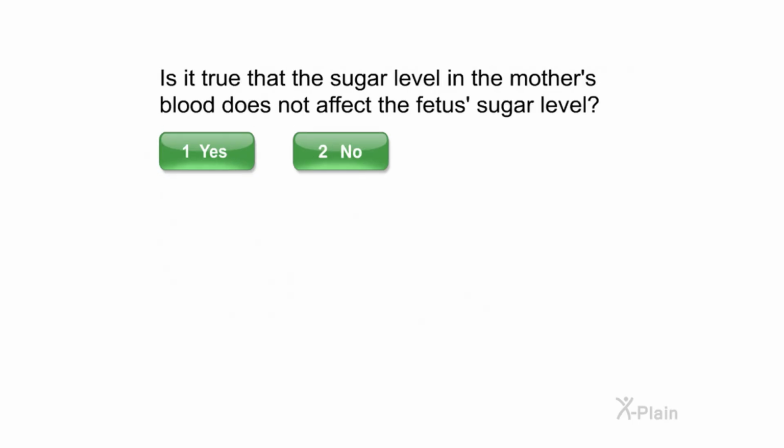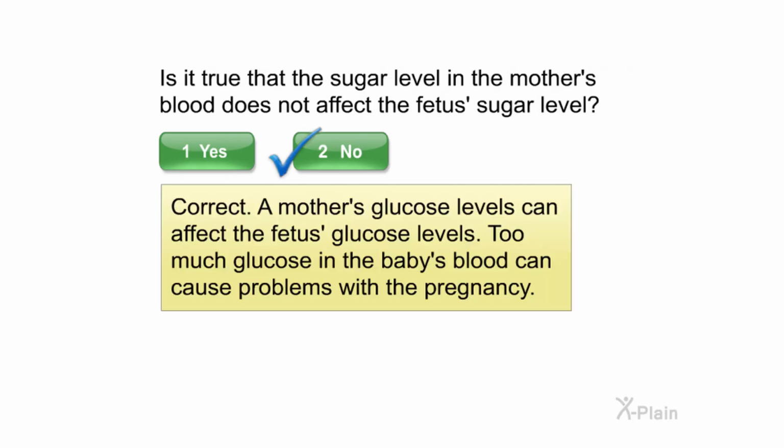Is it true that the sugar level in the mother's blood does not affect the fetus's sugar level? Select yes or no. Correct. A mother's glucose levels can affect the fetus's glucose levels. Too much glucose in the baby's blood can cause problems with the pregnancy.